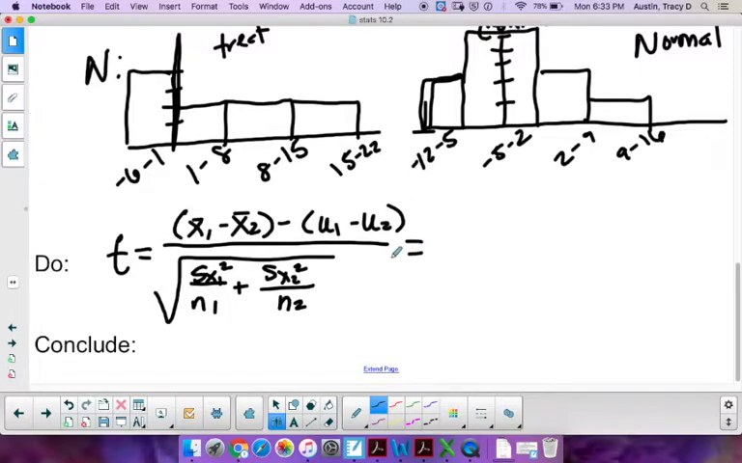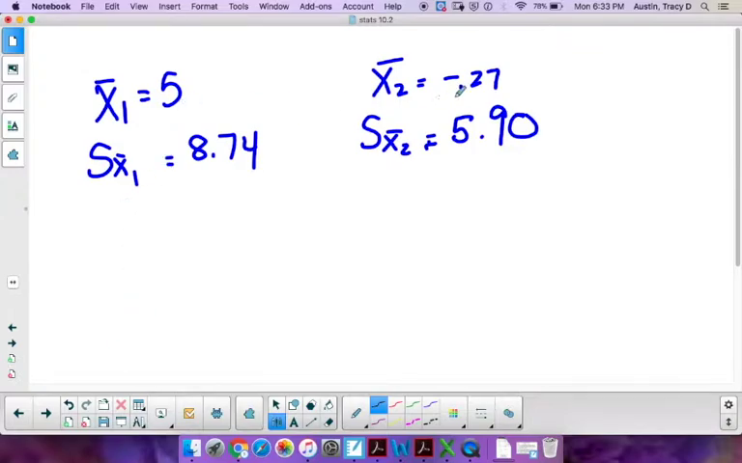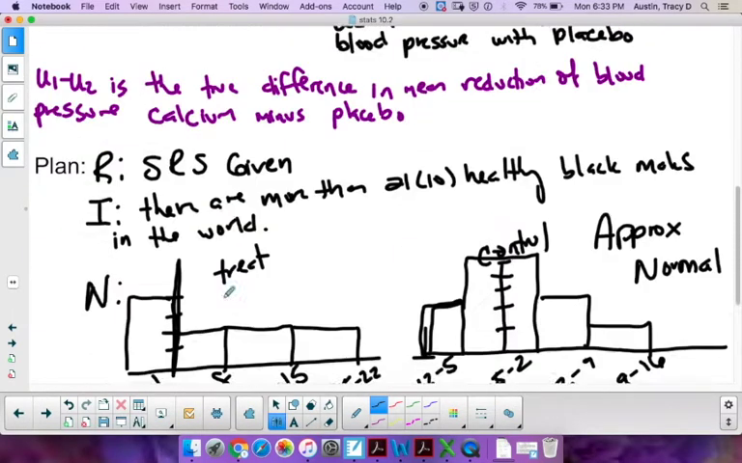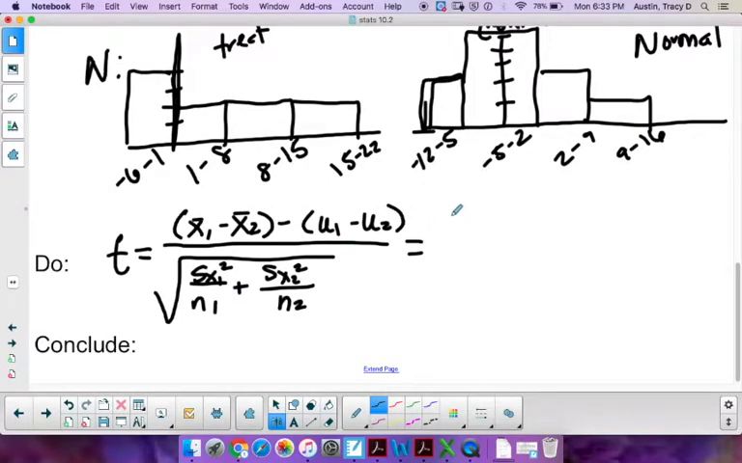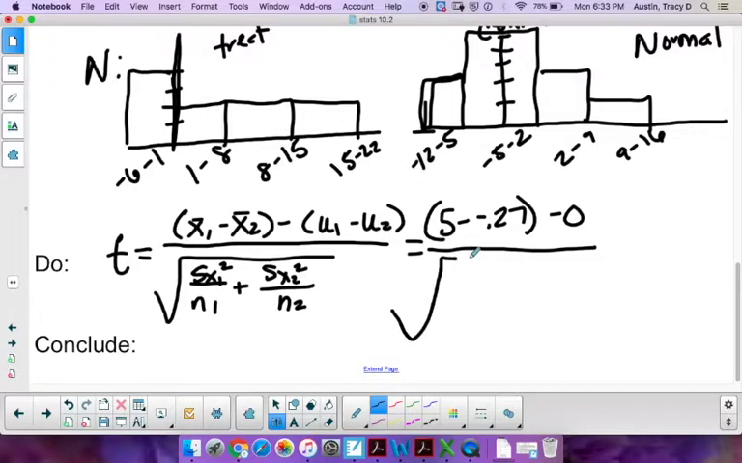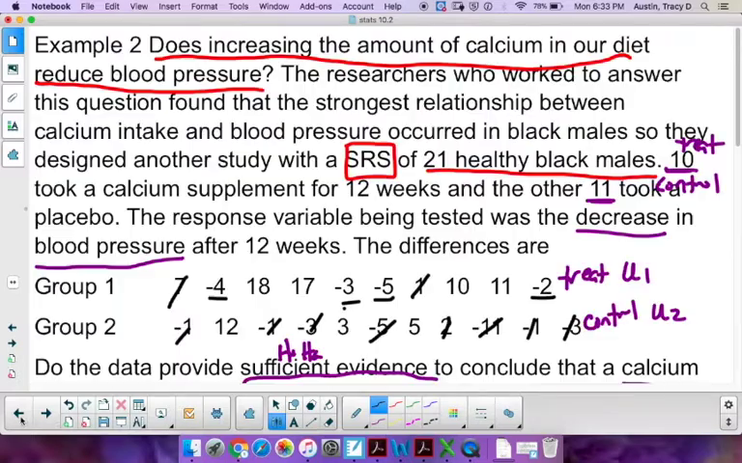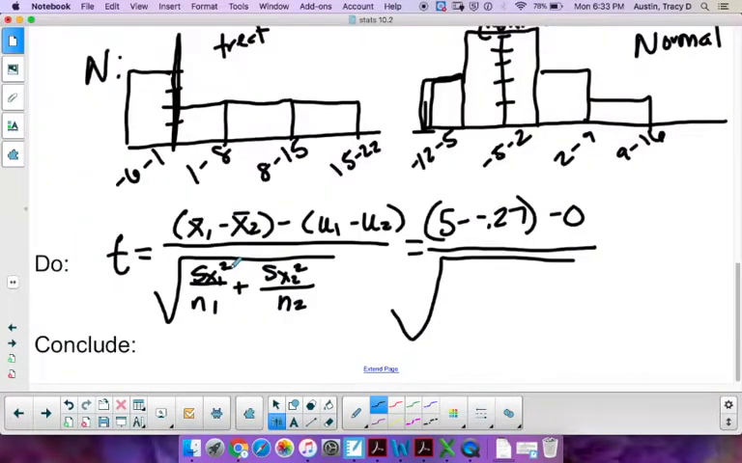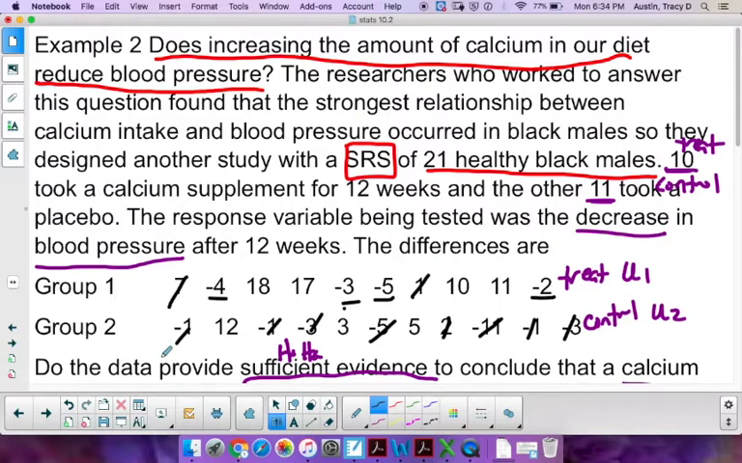So what that setup looks like in the real world, if you've already run the data, then you should know that your two means are 5 and negative 0.27. So 5 minus negative 0.27 minus 0. Oh boy. And I rounded my standard deviations for this, so I may end up getting a little bit more error here. But 8.74 is the first one. All right, so 8.74 squared over 10. And that's going to be over 11. And the other one is 5.90.